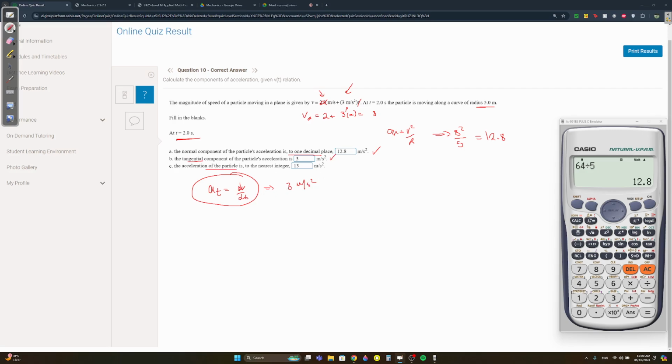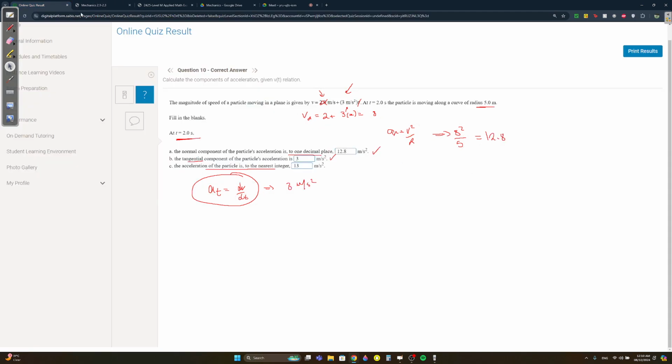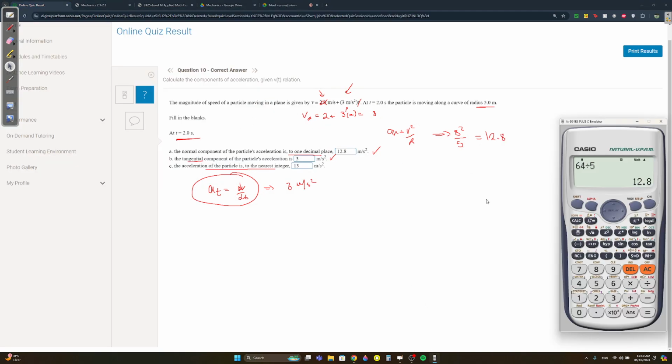The acceleration to the nearest integer. Whenever you have tangential and normal acceleration and you are asked to find the actual acceleration, it's just the magnitude of it. So you go back here and find the magnitude: radical of 12.8 squared plus 3 squared, which is 13.1, to the nearest integer 13.